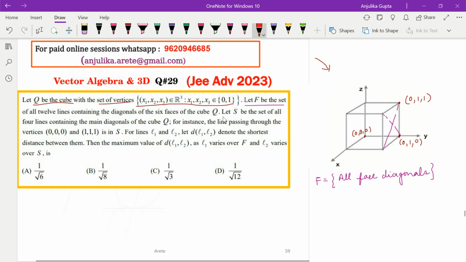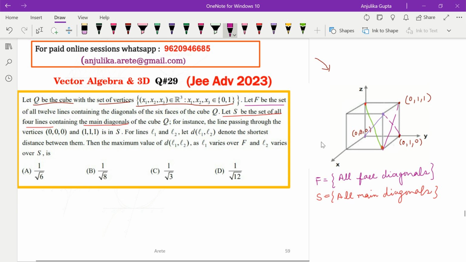Similarly, they are defining the set S, the set of all the four lines which contain the main diagonal. Now, who is the main diagonal? The diagonals which are not the face diagonals are the main diagonals. For instance, if I join these 2 points, it is a main diagonal, or we also call it a body diagonal. It passes across the body. Or for instance, if I join this point with this point, that is also a body diagonal. There are four of them, you can see here.